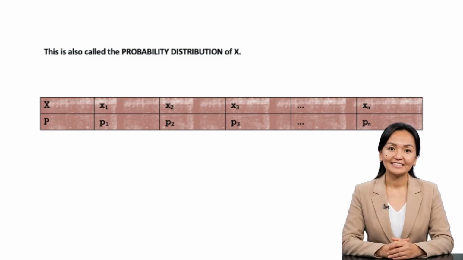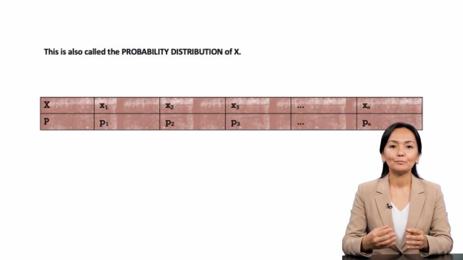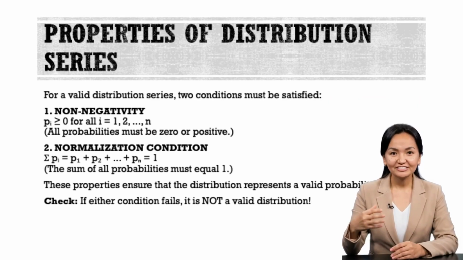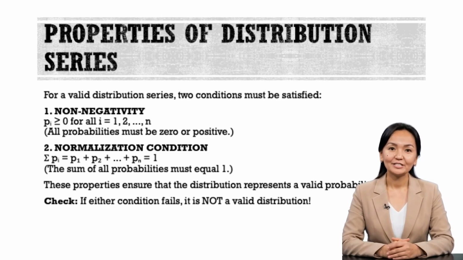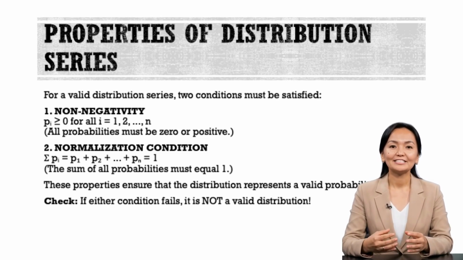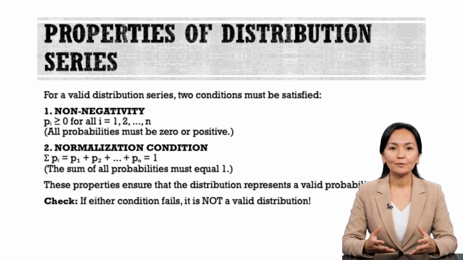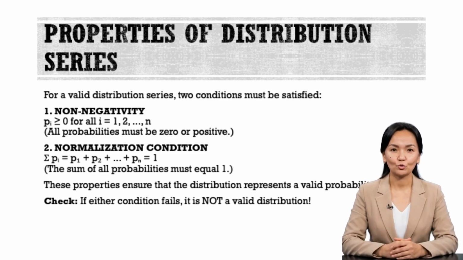Each possible value has its own probability, and together, these probabilities give us a complete description of the random variable's behavior. For a distribution series to be valid, 2 conditions must be satisfied. First, the non-negativity condition. Every probability p_i must be greater than or equal to 0. This makes sense because probabilities cannot be negative. Second, the normalization condition. The sum of all probabilities must equal exactly 1. This means that when we consider all possible outcomes, one of them must occur. These 2 properties ensure that we have a valid probability model. If either condition fails, the distribution is not valid.